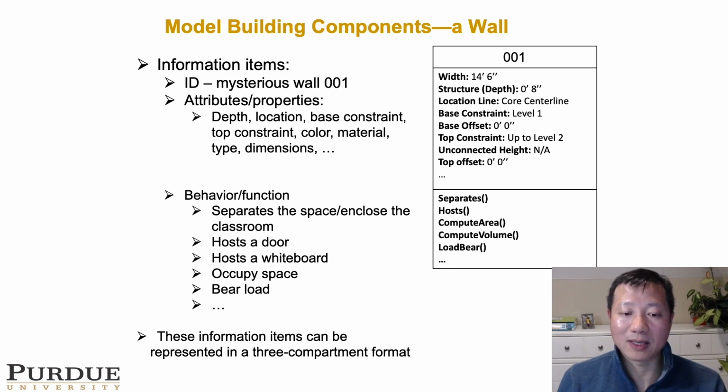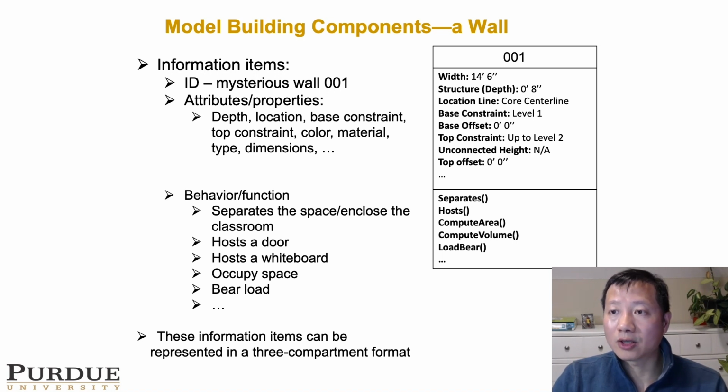Bear some loads. So in a graphical illustration, all these information items can be represented in a 3-compartment format, as the one being shown on the right side. On the top, the very first compartment, let me change my color, let me change my pointer type here.